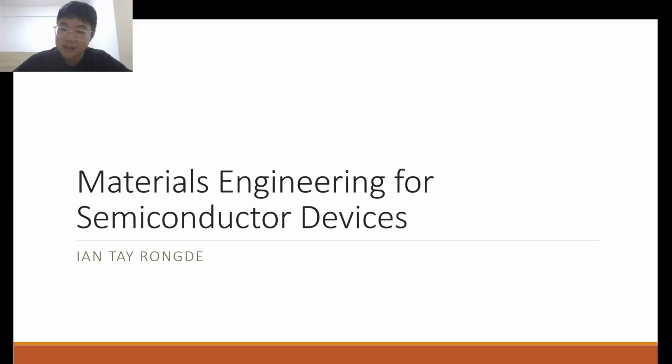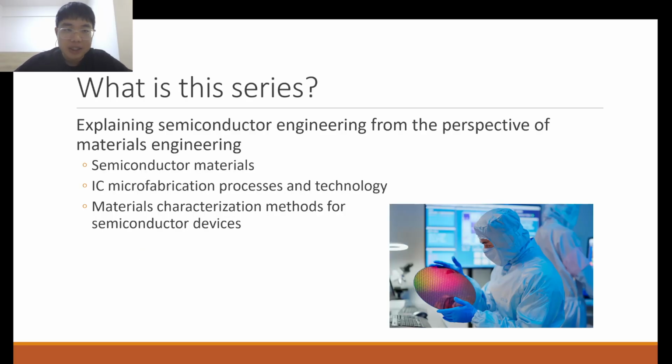Before I start, maybe I should first explain what this series will be about. This series will be about explaining semiconductor engineering from the perspectives of materials engineering, or more broadly speaking, materials science and engineering. What this series will briefly cover would be, firstly, semiconductor materials, very briefly, followed by, more in-depth, the microfabrication processes and technology for integrated circuits. And the third thing that we'll cover would be materials characterization methods that are commonly applied to analyze semiconductor devices.